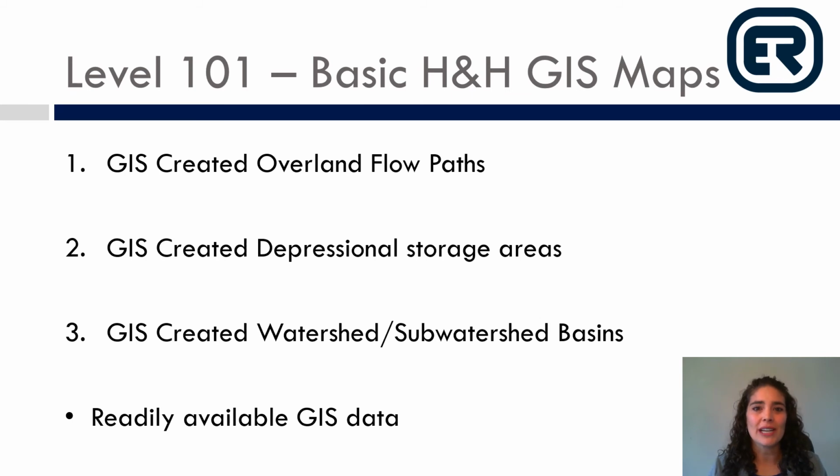Here are the basic three hydrologic and hydraulic items that ERA creates using GIS scripts that can be shown on these maps. They are GIS maps that show the overland flow paths, the depressional storage areas, and watershed basins. We're going to focus on the use of them in this 101 portion of the presentation. In addition, we'll talk about other useful map information that can be obtained from various entities that are helpful to include in these H&H GIS maps.